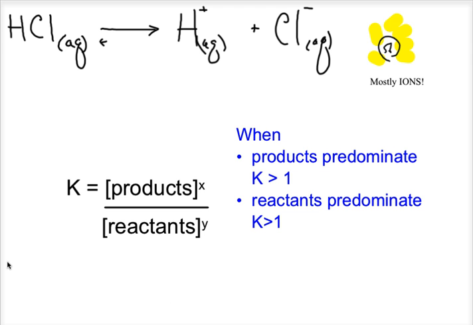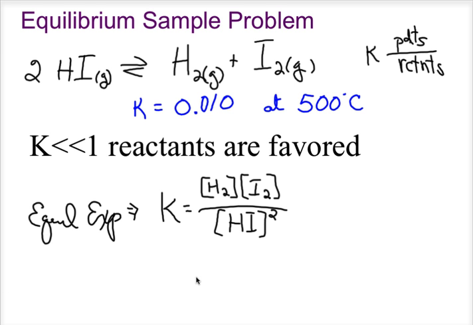So, more of the same slide, mostly ions. Products will dominate. K will be greater than 1. So if you look at this equilibrium situation, the numerical value for K is given. Because K is less than 1, that implies that hydrogen iodide would be favored. The reactants are favored.